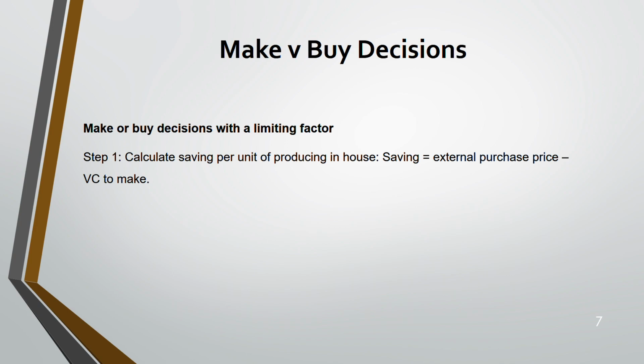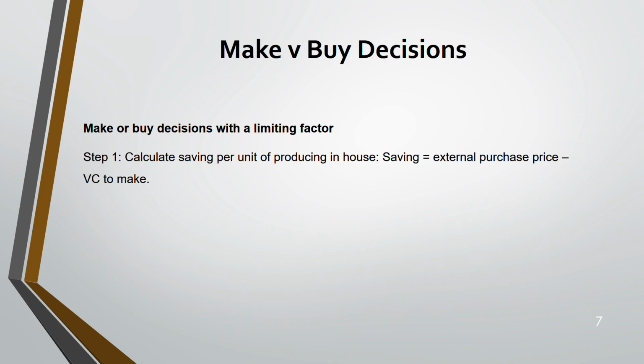Step 1: calculate the saving per unit of producing in-house. For example, if you decide to make it, how much are you saving? You get this saving by comparing your purchase price, the price that you have to pay to buy, versus the price that you have to make. VC means variable cost to make. So external purchase price minus variable cost to make. The difference is the saving.